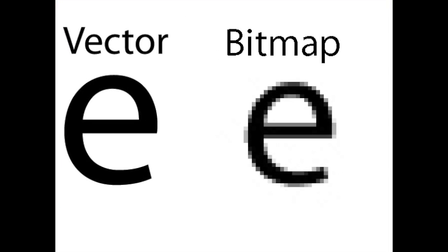Bitmap graphics are based on pixels, and so when scaled, there is a loss of clarity, while vector-based graphics can be scaled by any amount without degrading quality.